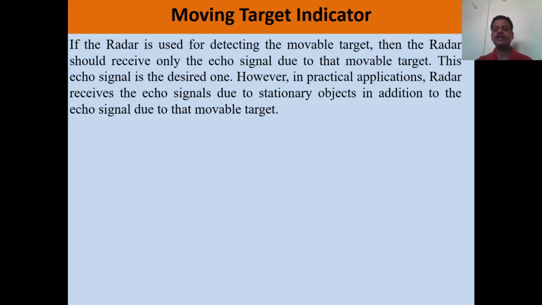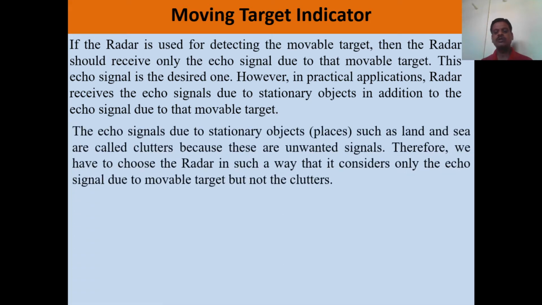But practically what happens? The radar receives the echo signal due to the stationary object in addition to the echo signal coming from the moving target. Means radar can receive both types of signals: the signal from the stationary object and the signal from the moving object or target. These two types of signals are received by the receiver. But here, the expected signal is only the one coming from the movable target.